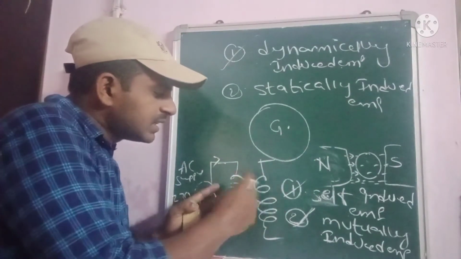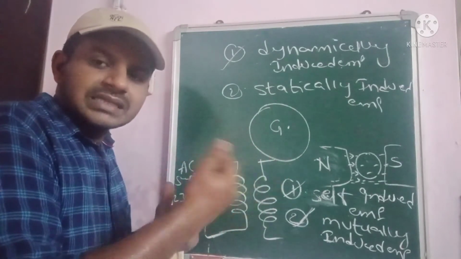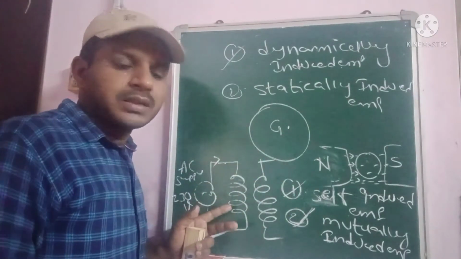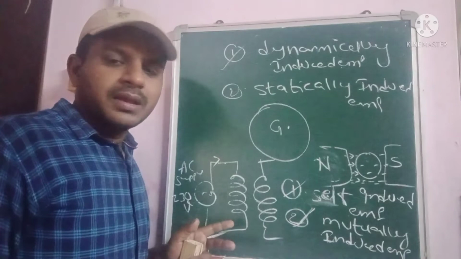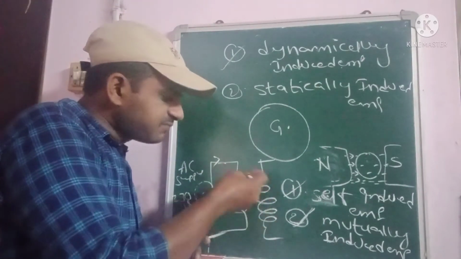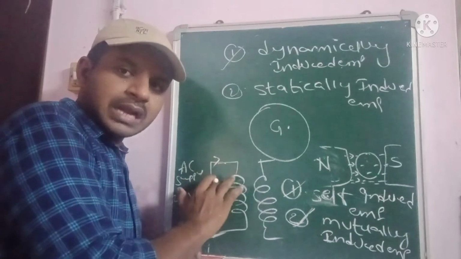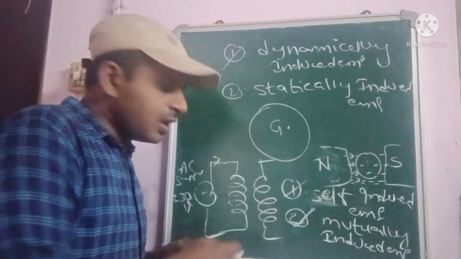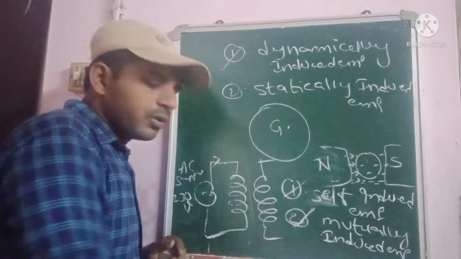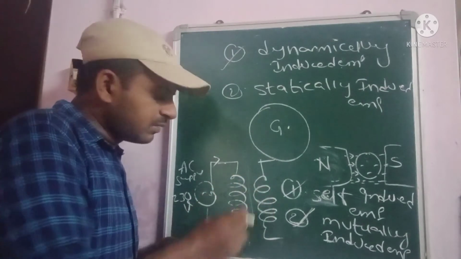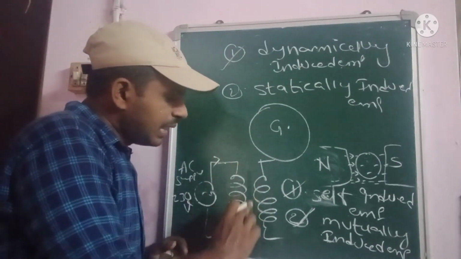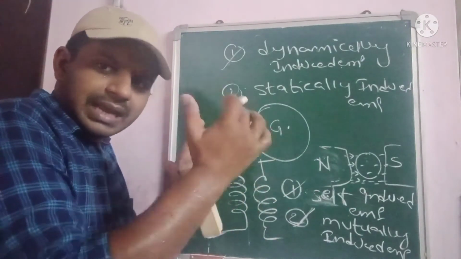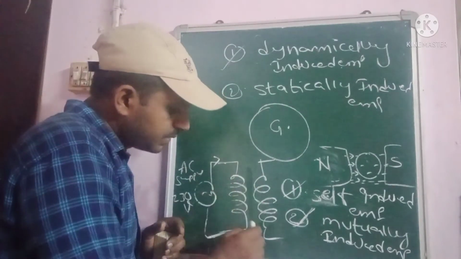Mutual means the flux cuts or links between the two windings, both the primary winding as well as the secondary winding of the transformer. That is called mutually induced EMF. In the primary winding some flux will be existing. This flux is not constant, not fixed in position. It cuts the secondary winding of the transformer through the medium of air. Why? Because there is no electrical connection between primary and secondary. Both are only magnetically coupled between those two.